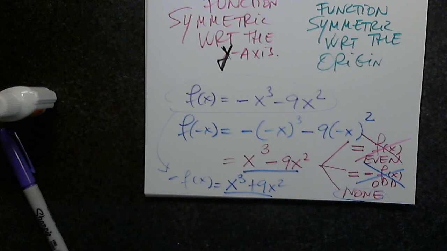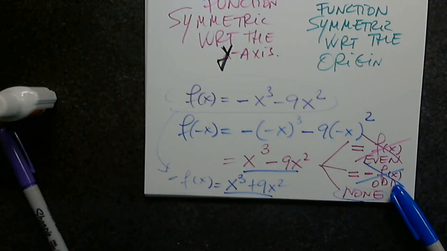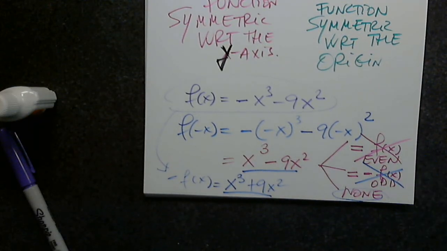Is there a function that is odd and even at the same time? The answer is yes, but it's a function that nobody cares about. It's y equals 0. Symmetric with respect to the y-axis? And also symmetric with respect to the origin, right? Who cares? So if you show that the function is even, you don't have to try to see if it's odd. It's not going to be odd. If you determine or show that it's odd, you don't have to try to determine that it's even, because it's not going to be. Questions?